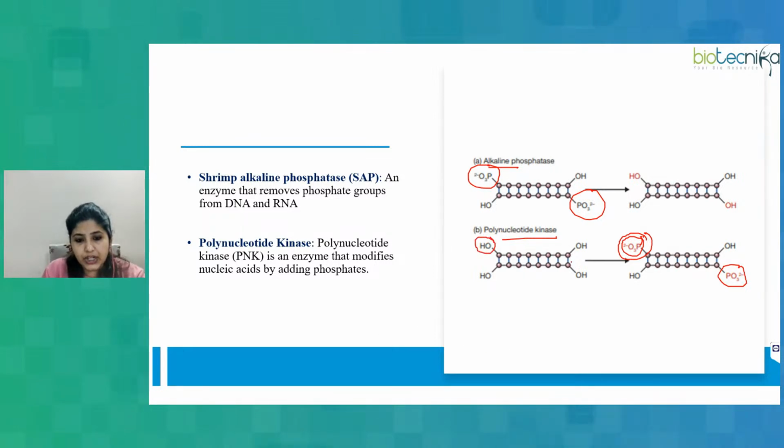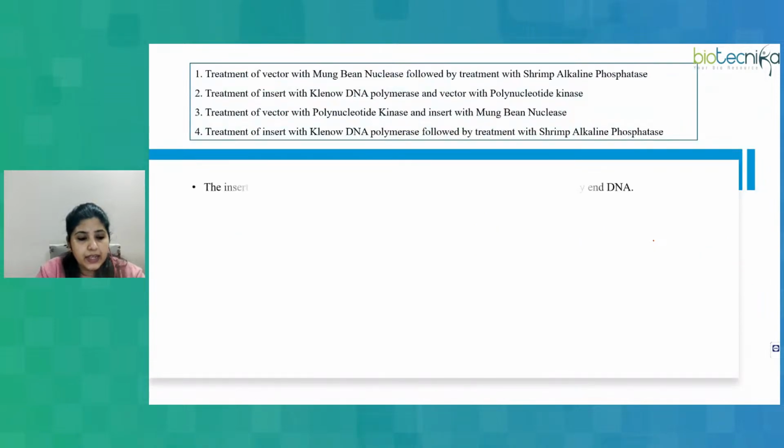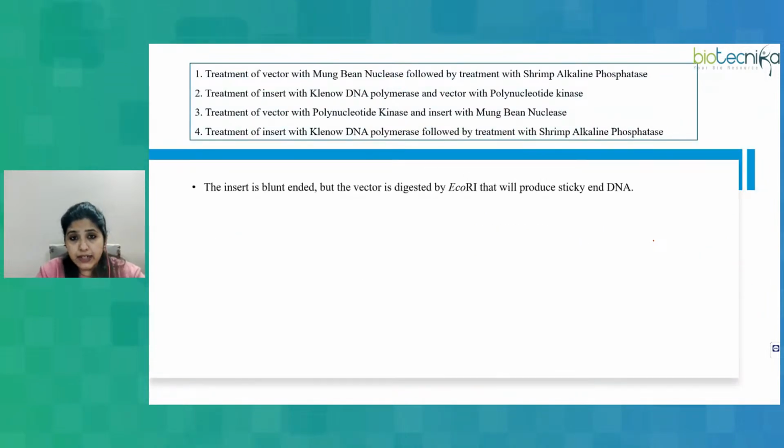So here you can see initially the phosphate group is not there. This is your 5 prime to 3 prime, and this is 3 prime to 5 prime. DNA is double stranded, so one strand is 5 prime to 3 prime and the complementary one is 3 prime to 5 prime. You can see at the 5 prime end a phosphate group is added by polynucleotide kinase. Now it is mentioned that the insert is blunt ended, so you don't have to convert your insert into blunt ended. It is already blunt ended.